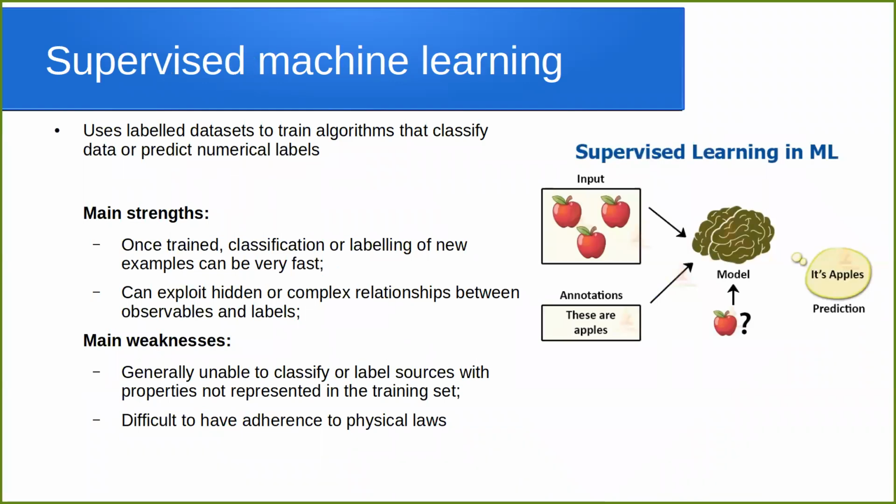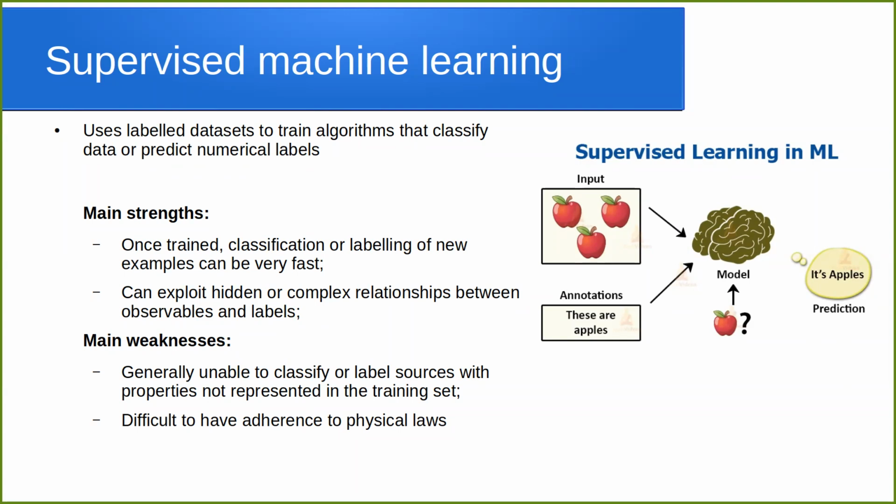So machine learning is becoming more and more popular in astronomy. I'm sure many people have seen it discussed and seen papers appearing on arXiv. Basically, the type of machine learning which we're using here is supervised machine learning. So it uses labeled data sets to train algorithms to either classify or predict scalar values or labels of objects, basically.